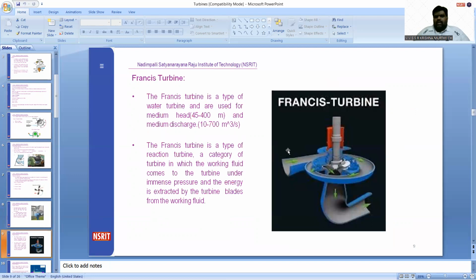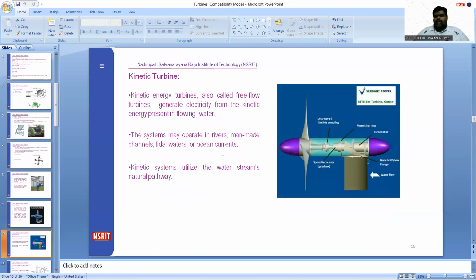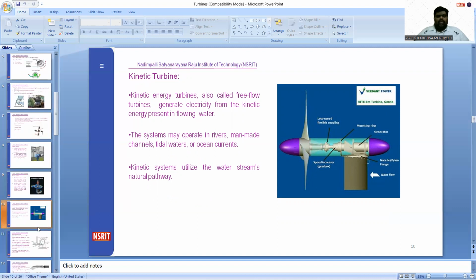And next is the Francis turbine. It is a type of turbine used for medium heads and medium discharges. It is a type of reaction turbine in which the working fluid comes to the turbine under immense pressure and the energy is extracted by the turbine blades from the working fluid. And the next is the kinetic turbine, also called a free flow turbine, which is used to generate electricity from the kinetic energy in flowing water. The systems may operate in rivers, man-made channels, and ocean currents, utilizing water streams in their natural pathway.